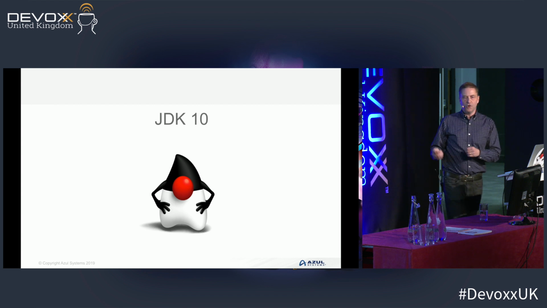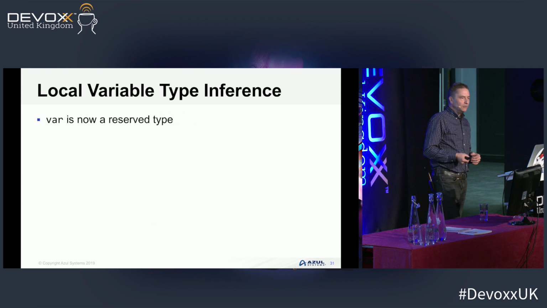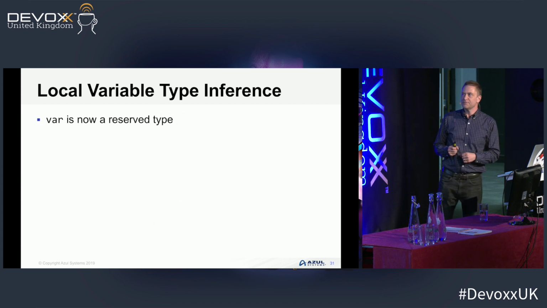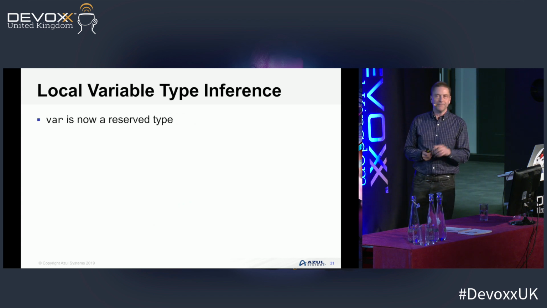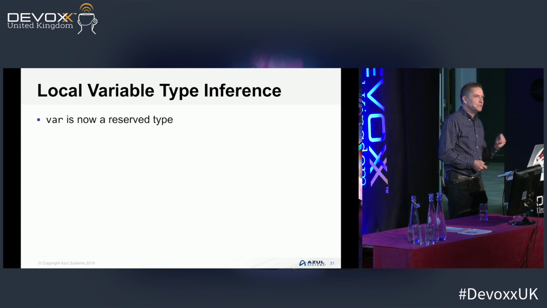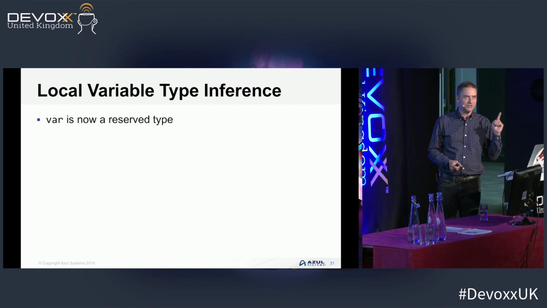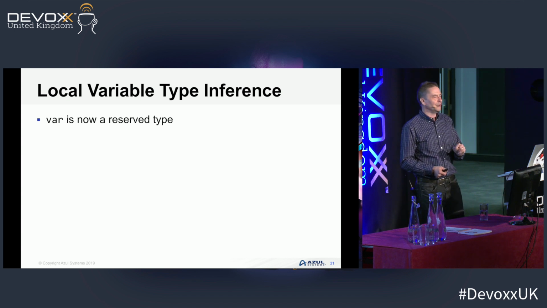JDK 10. Right, what do we get in JDK 10 that might affect our application? Well, the first was local variable type inference. Nice, useful feature, but it does have a small impact. var is now a reserved type. It's not a reserved word, which is good because it means we can still use var as a variable name.